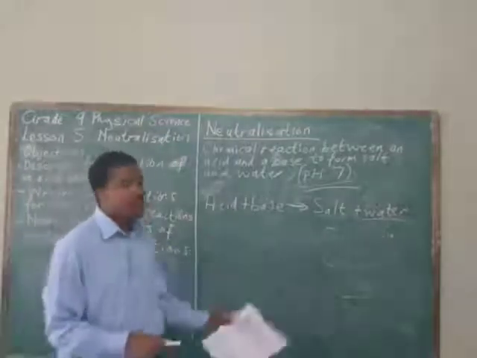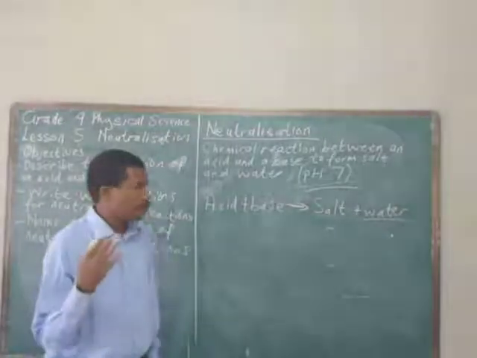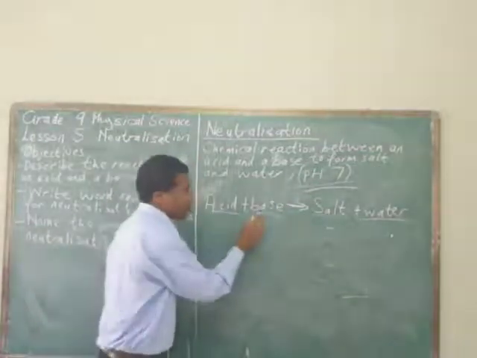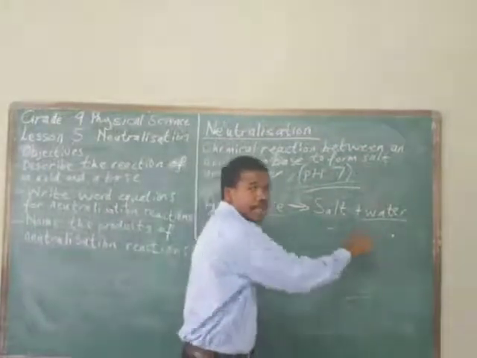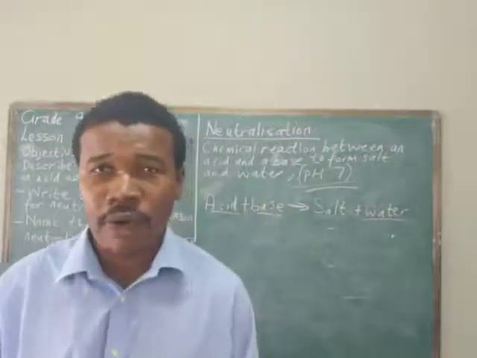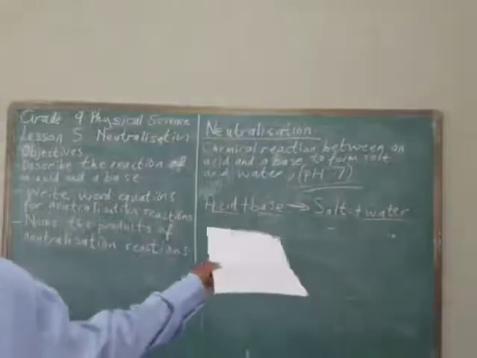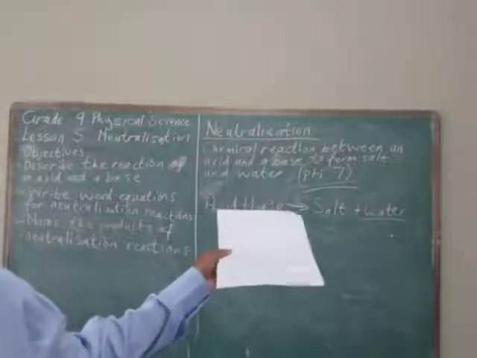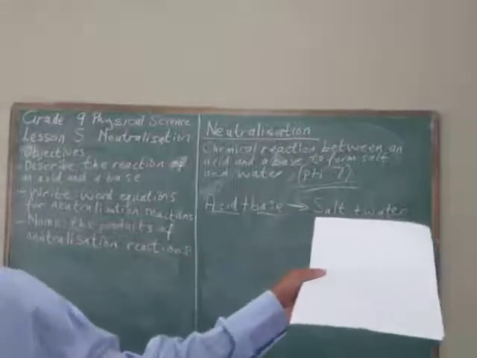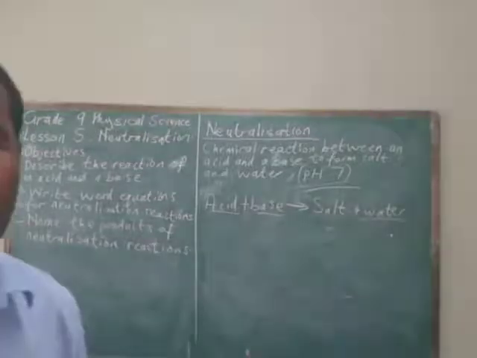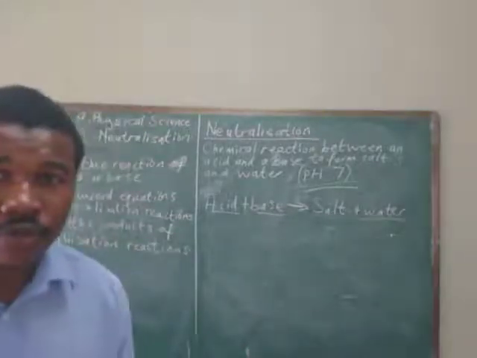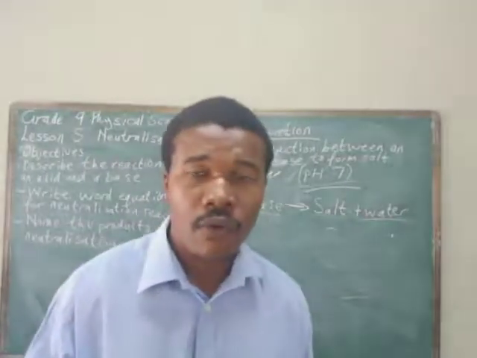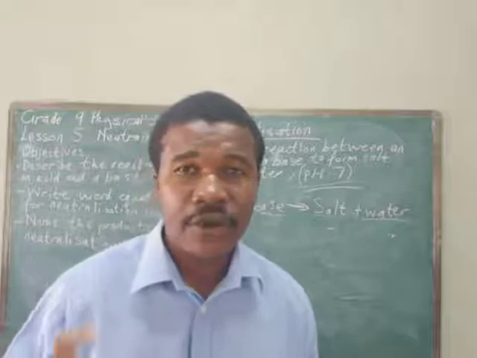I also wrote on the board a general equation for a neutralization reaction: acid plus base to produce salt plus water. So we have an acid plus a base to produce the salt and the water. That is the general equation for a neutralization reaction.